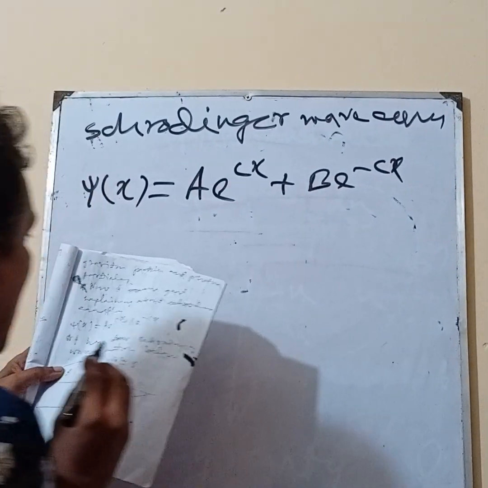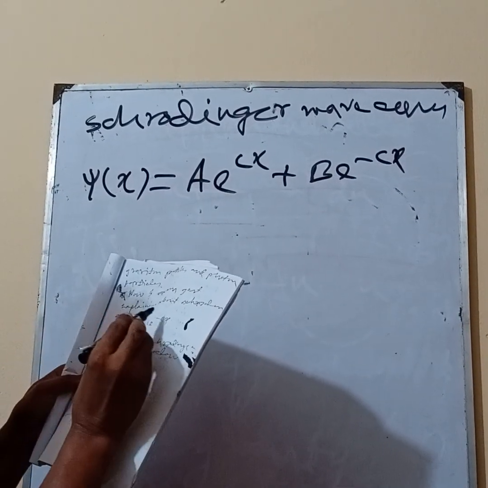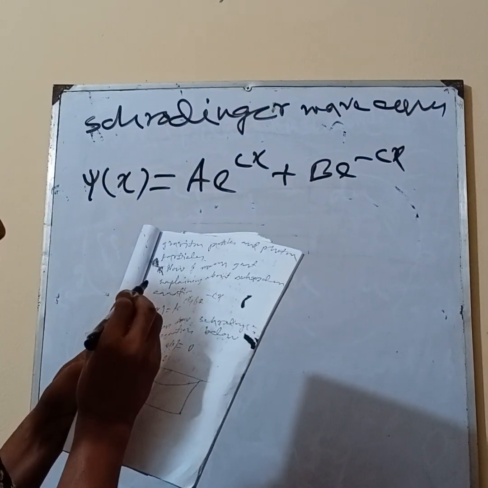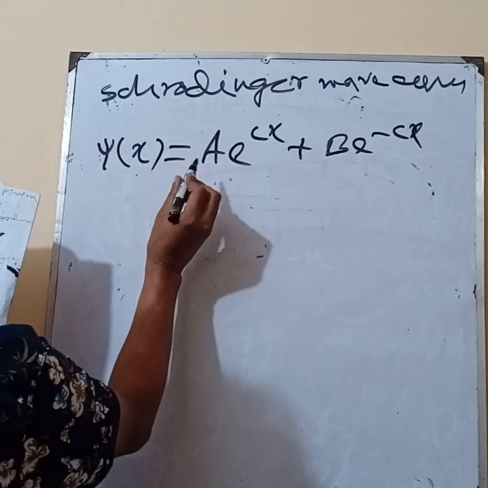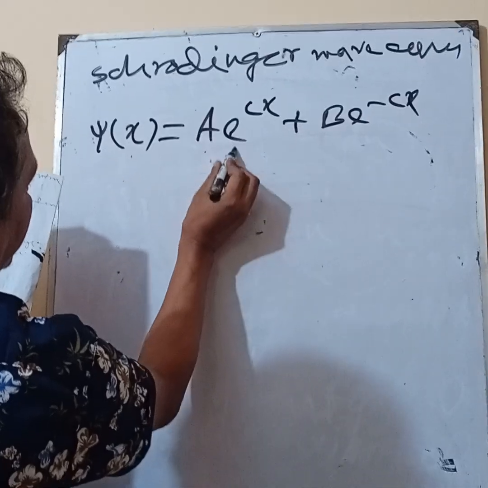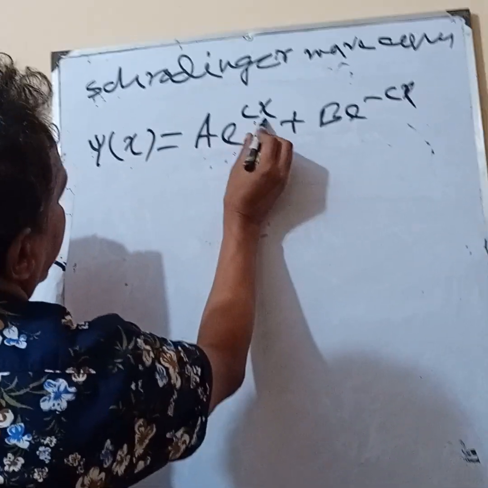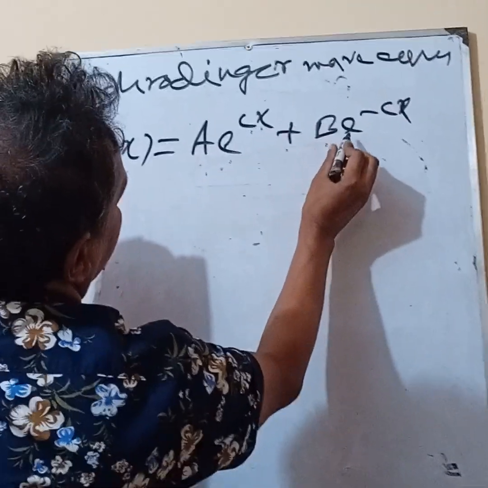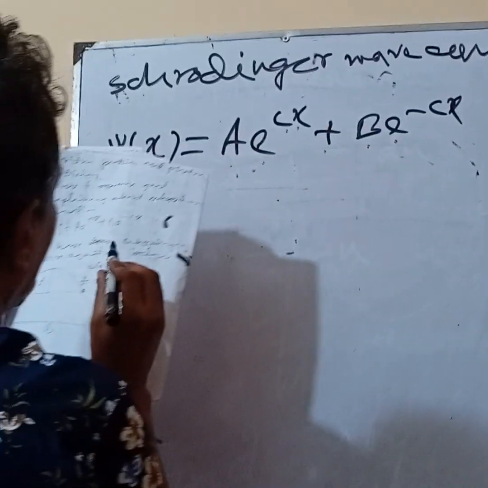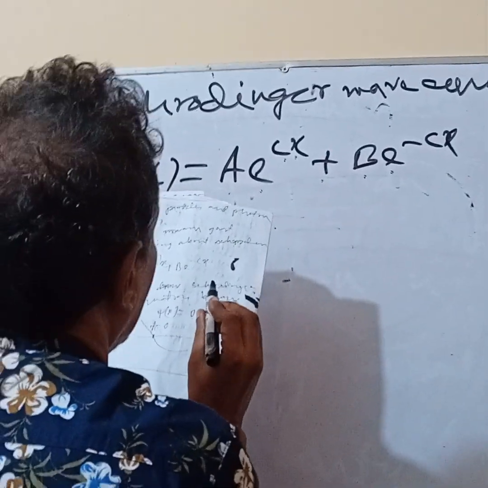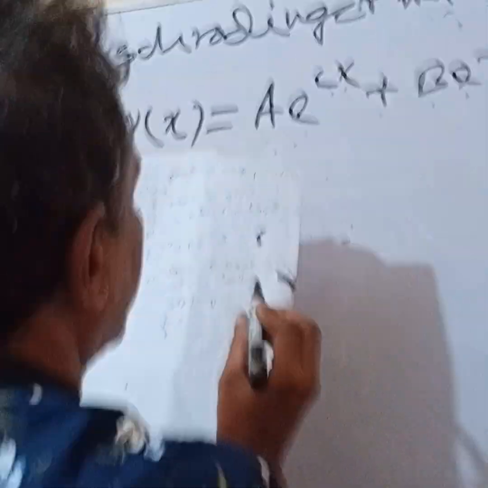Now, I am just explaining about the Schrodinger equation. Eigenvalue max is equal to a is c over cx plus b equivalent minus cx. I have drawn the Schrodinger wave equation below.